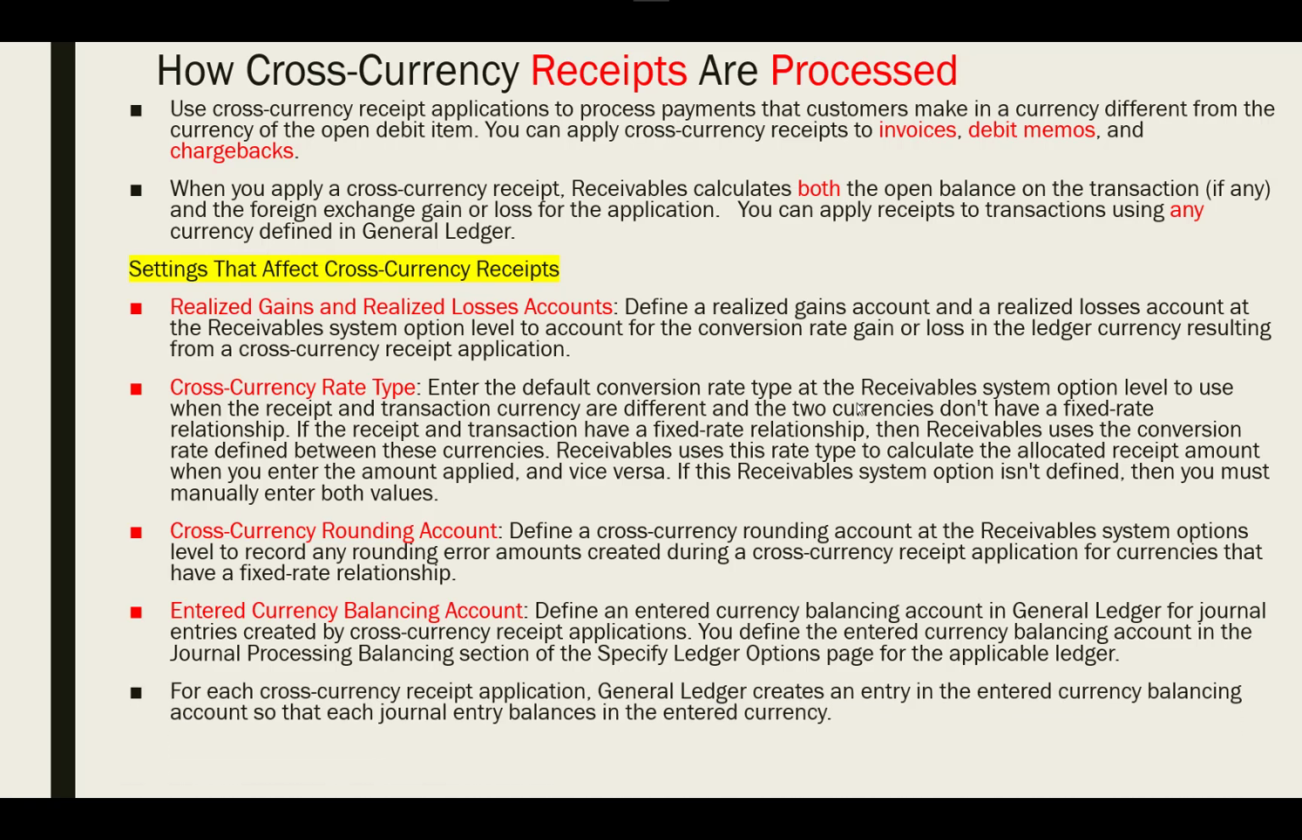For each cross-currency receipt application, general ledger creates an entry in the entered currency balancing account so that each journal entry balances in the entered currency.